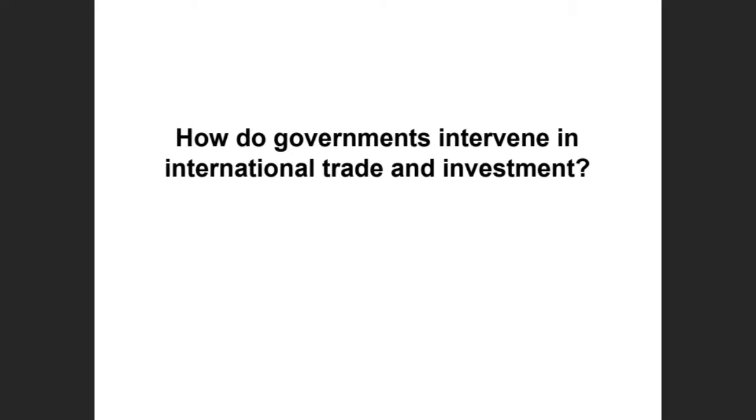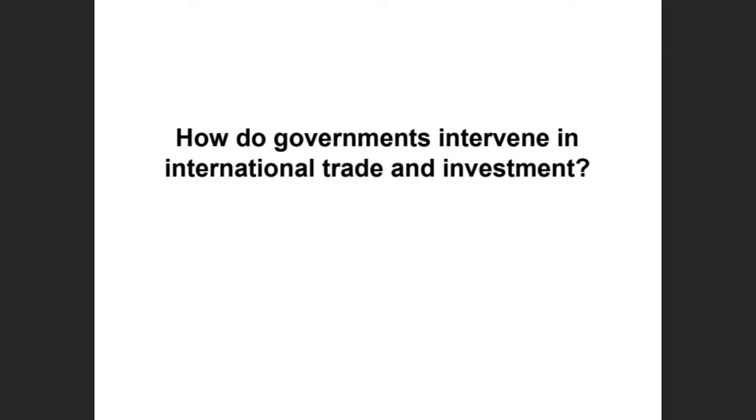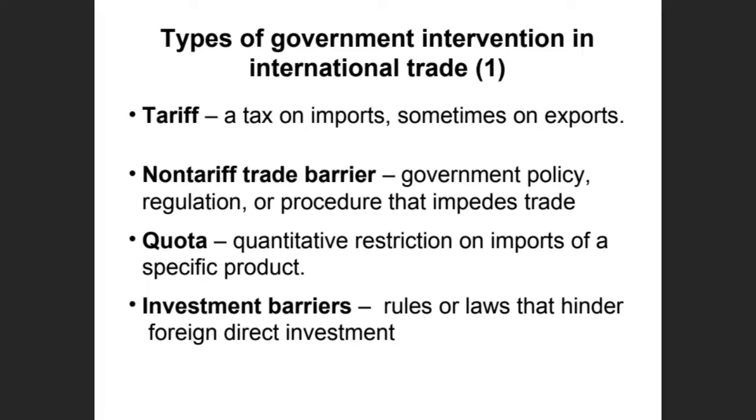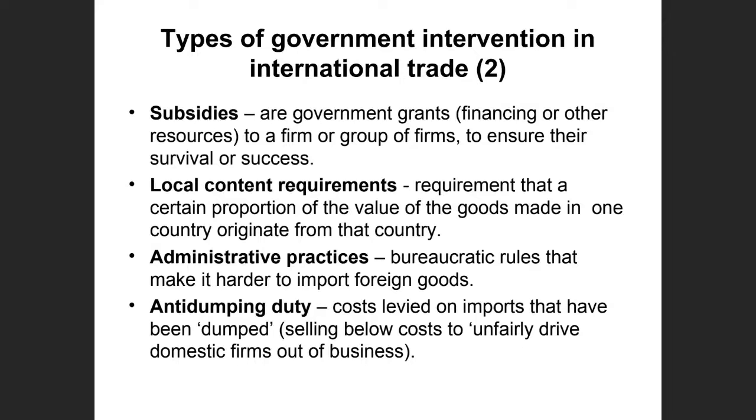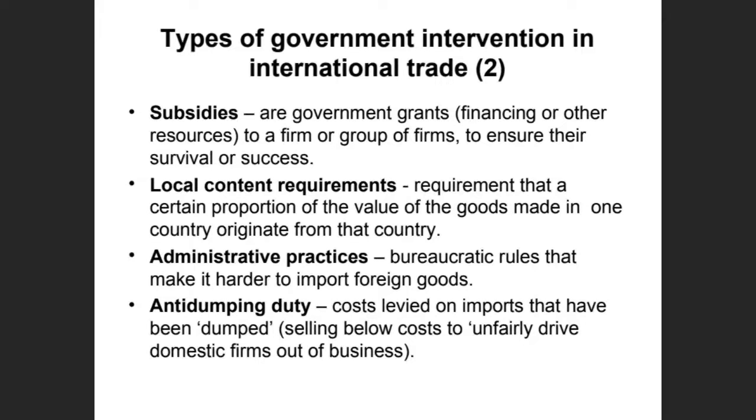Now, remember the instruments of government intervention we discussed in our last lecture. Can you still remember them? So you have tariffs, non-tariff trade barriers such as quotas and investment barriers, and subsidies, local content requirements and administrative practices, and anti-dumping duties. Do you have any questions about these instruments? Now you must be able to explain these instruments of government intervention. Okay.